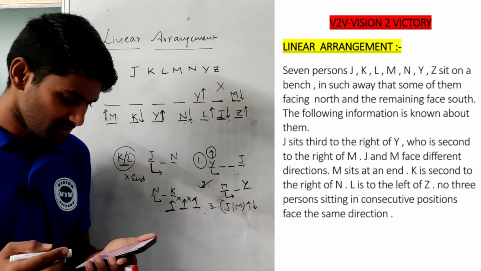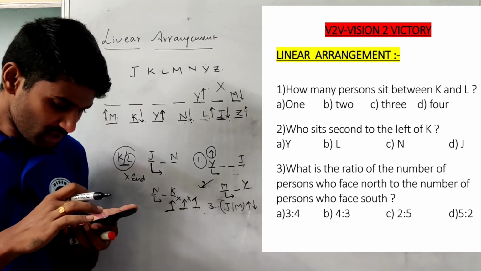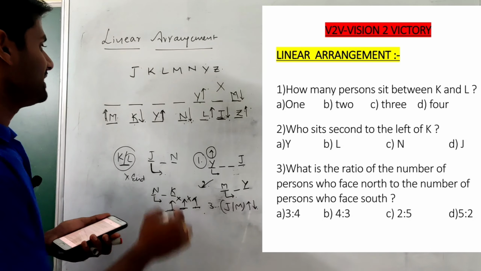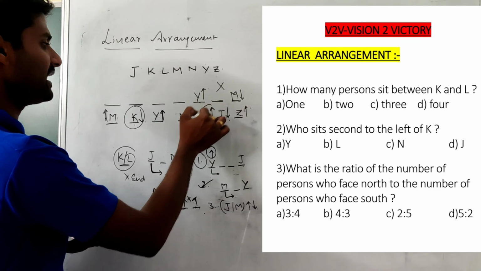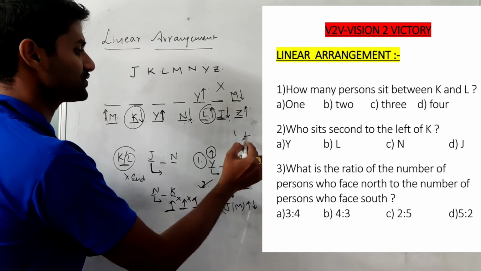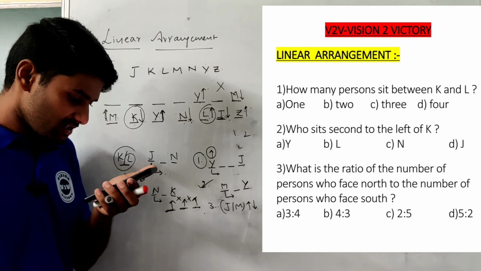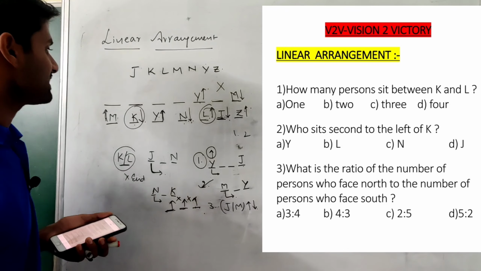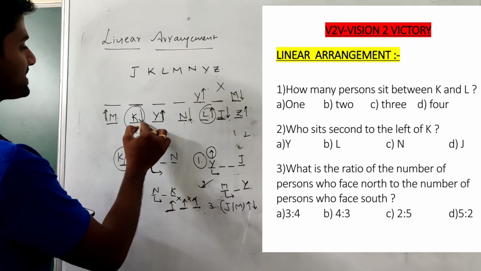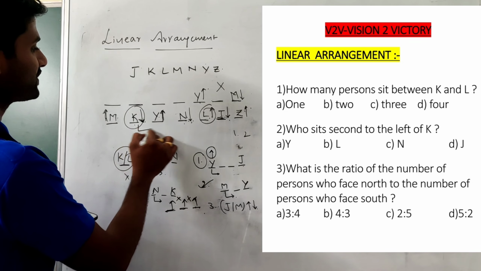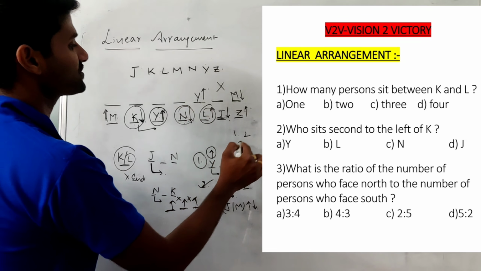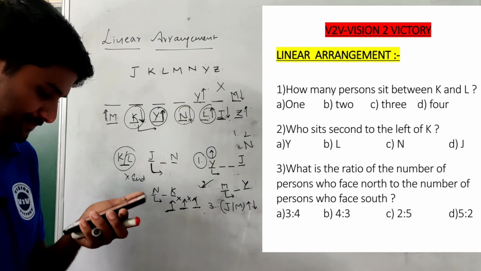Okay, let's see the questions. Question number 1: How many persons sit between K and L? Between K and L there are two persons. Next one: who sits second to the left of K? Second left of K means, since this person is facing south, left means this is first left and this is second left. So second left is exactly N.